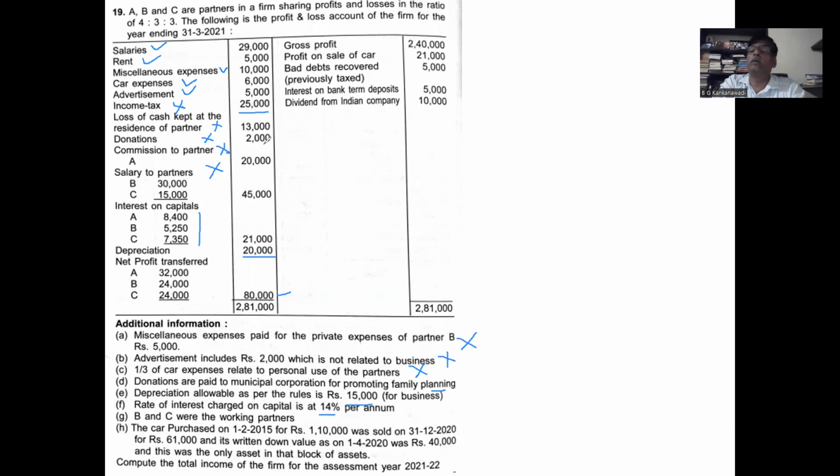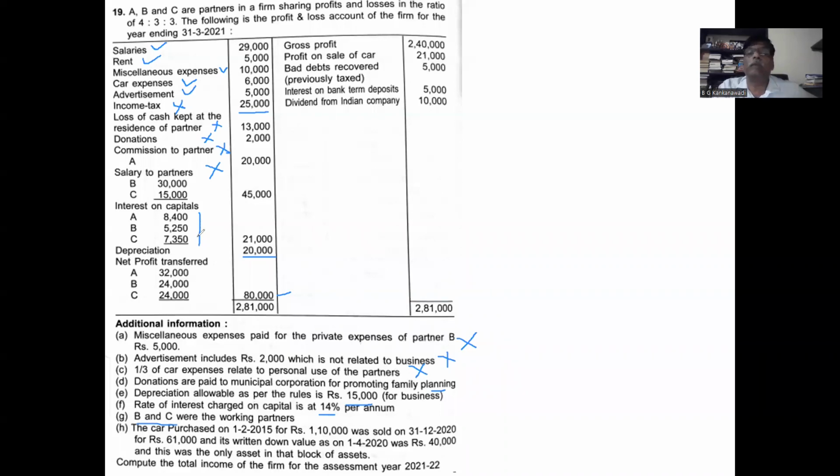So out of 21,000, 2% of interest on capital is disallowed. As per the given instruction, we will disallow 21,000 into 2 divided by 14. Disallowed rate divided by total rate. Okay. B and C are working partners.